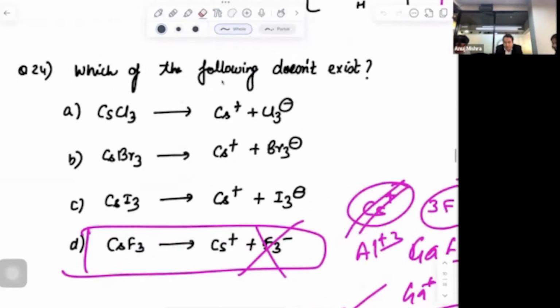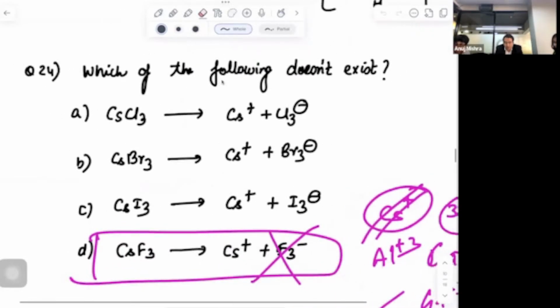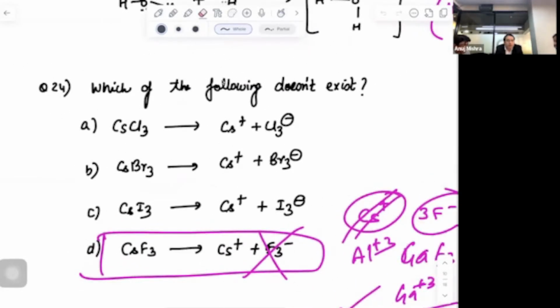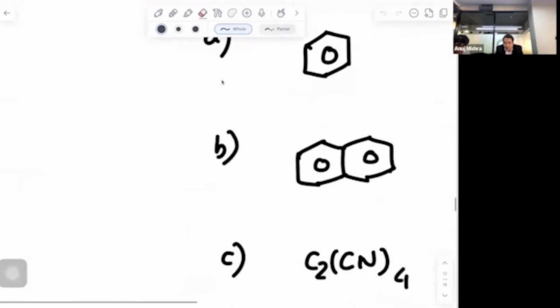F3 minus does not appear, right? Yeah, does not. So why? Because fluorine cannot hold two fluorines and a negative charge on it. It's a very small size atom, right? So on fluorine, you can't put more fluorines further to form the structure. Others can have, right?